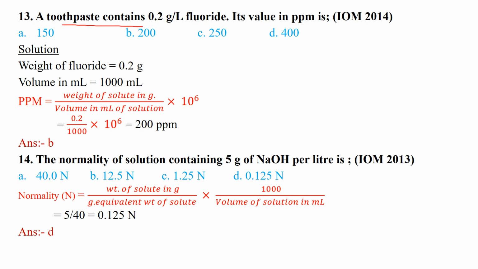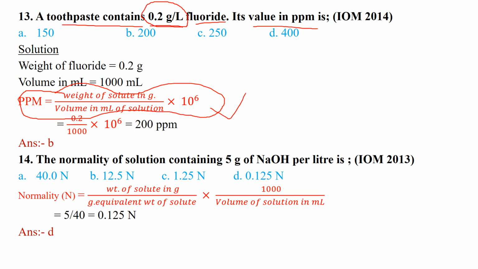A toothpaste contains 0.2 gram per liter fluoride, then what is its value in ppm, right? We have to calculate the value of 0.2 gram per liter in ppm. Here is the general formula of ppm: weight of solute in gram divided by volume of solution in ml, into 10 to the 6. 200 ppm will be obtained, with weight of fluoride 0.2 gram, and 1 liter means 1000 milliliter.